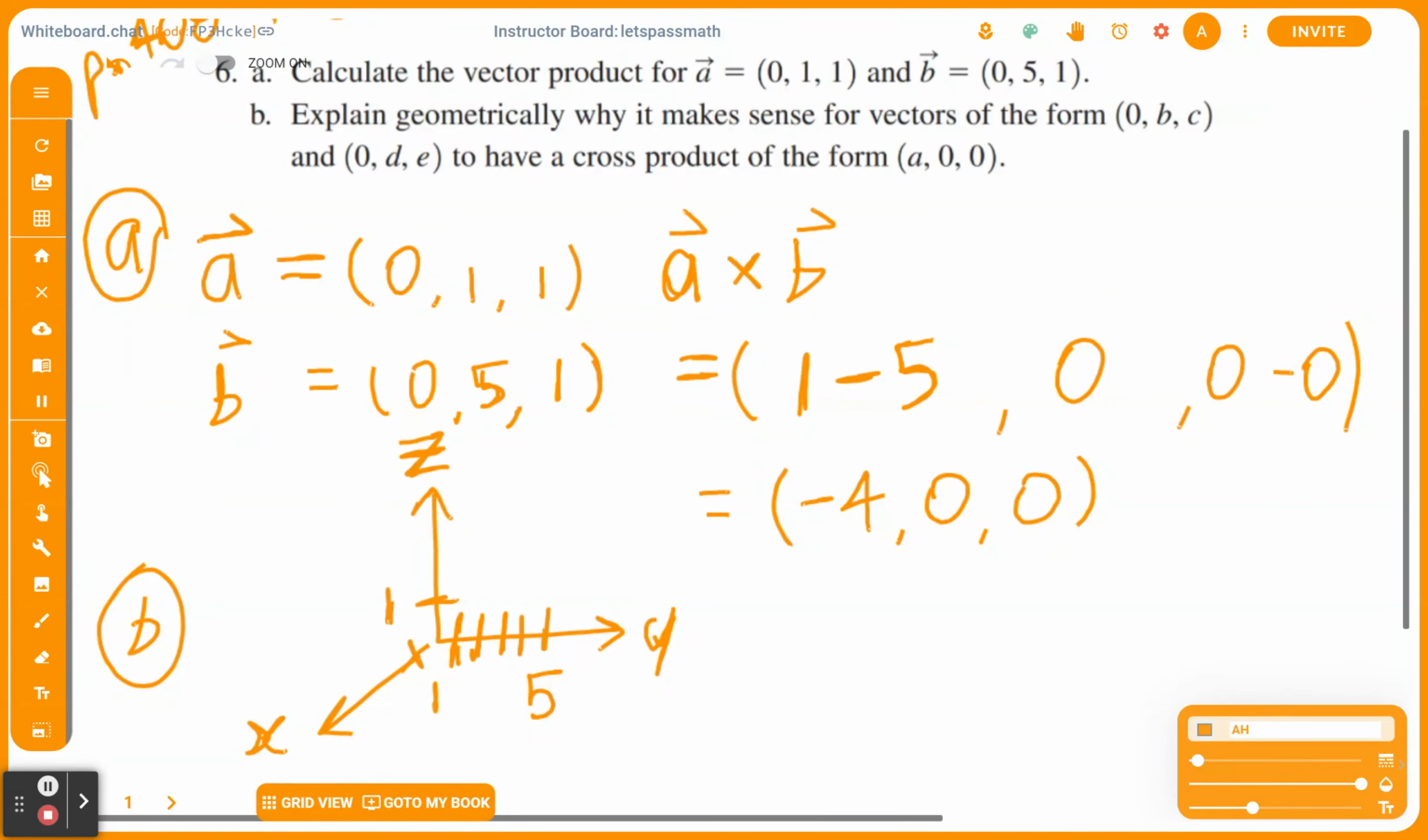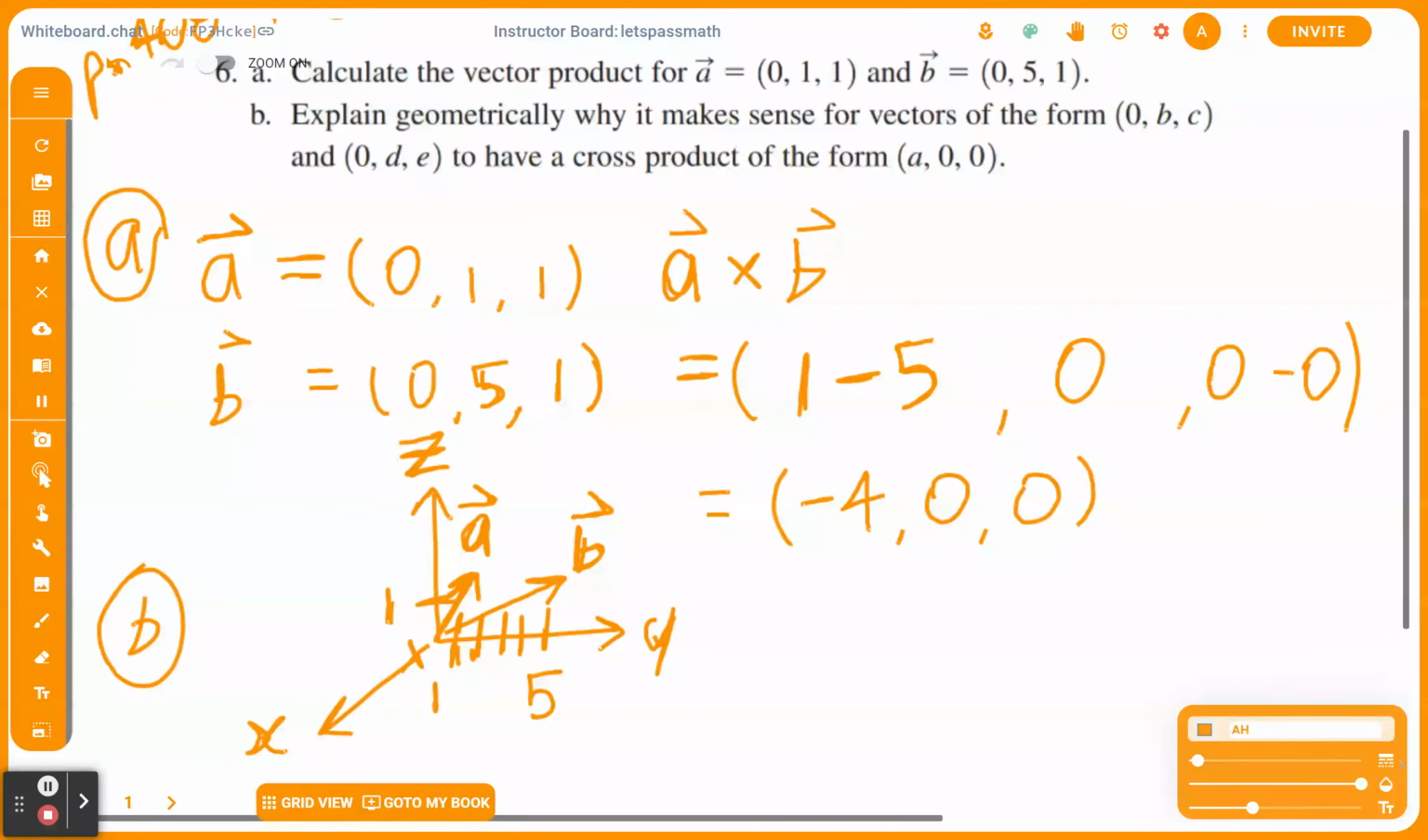Now, here's the first idea. If I think about vector A, that's going to be 0, 1, 1. That means I go right by 1, up by 1, and the vector is going to look, roughly speaking, something like that. When I think about the second vector, B, and again, I'll label this as A, B is going to be 0, 5, 1. So I don't move on the x-axis. I go right by 5, then I go in the z direction by 1. So this is going to be vector B.